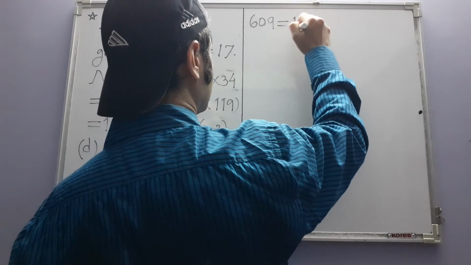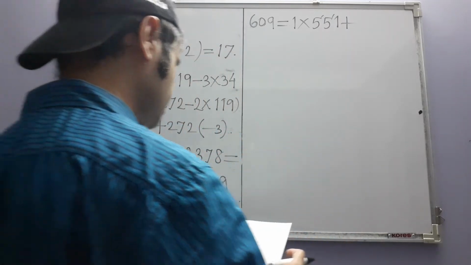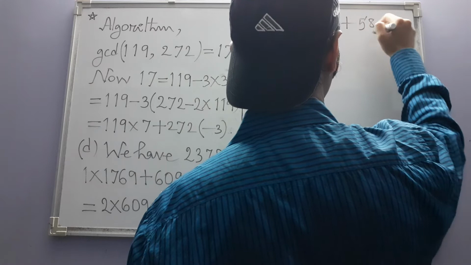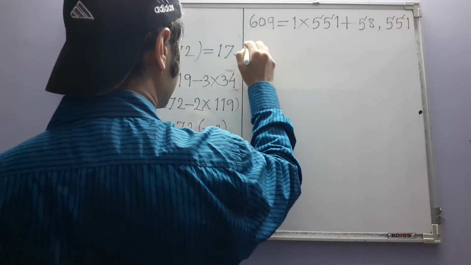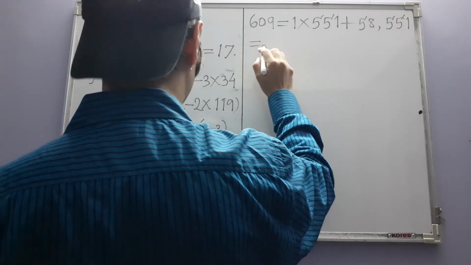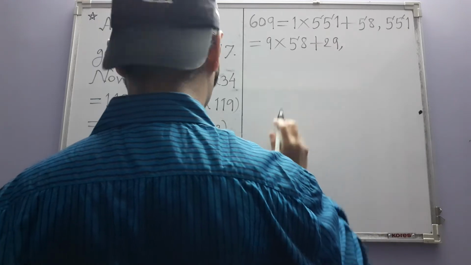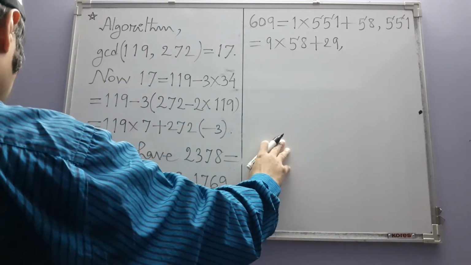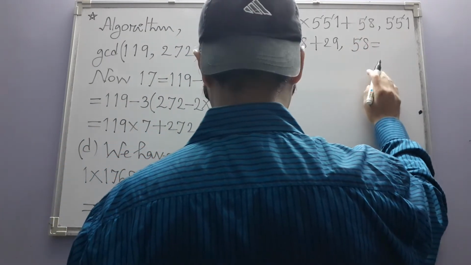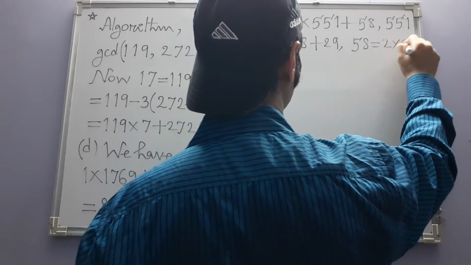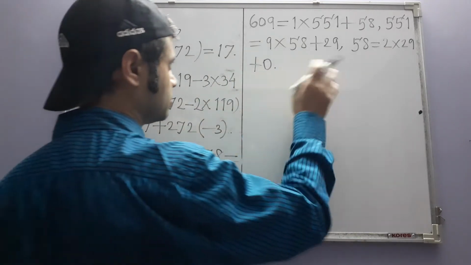609 equals 1 times 551 plus 58. Next, we divide 551 by 58, and that gives us, what is it, 9 times 58 plus 29, and 29, it turns out, completely divides 58. 58 equals 2 times 29 plus 0. So here the algorithm stops.